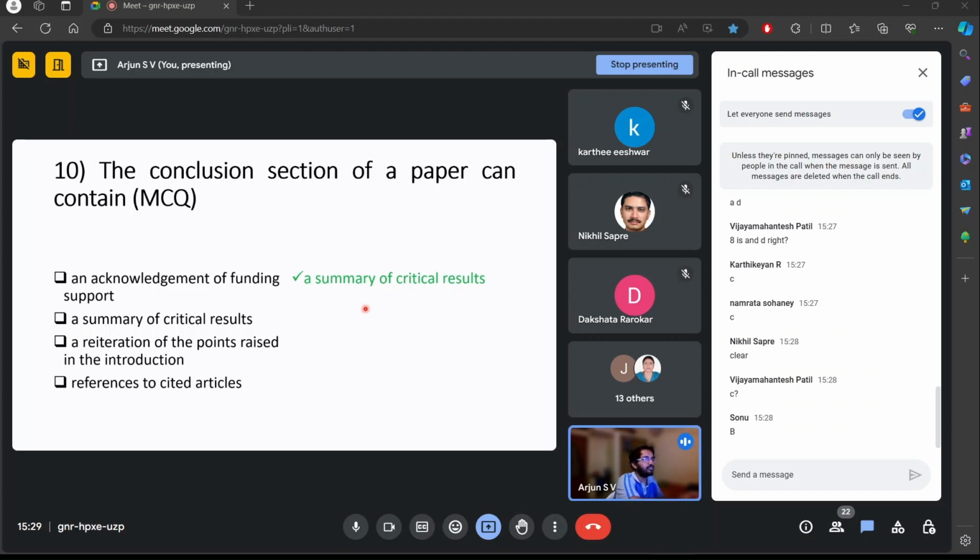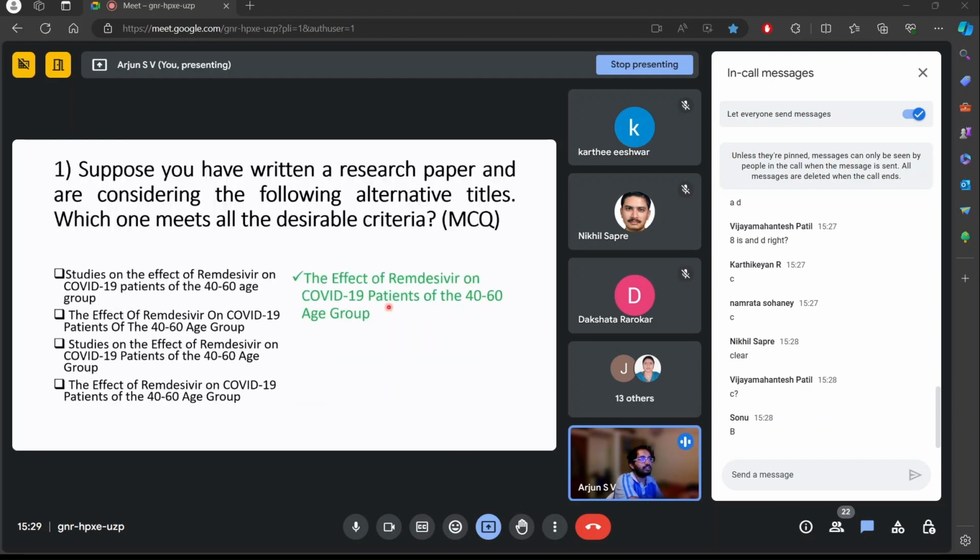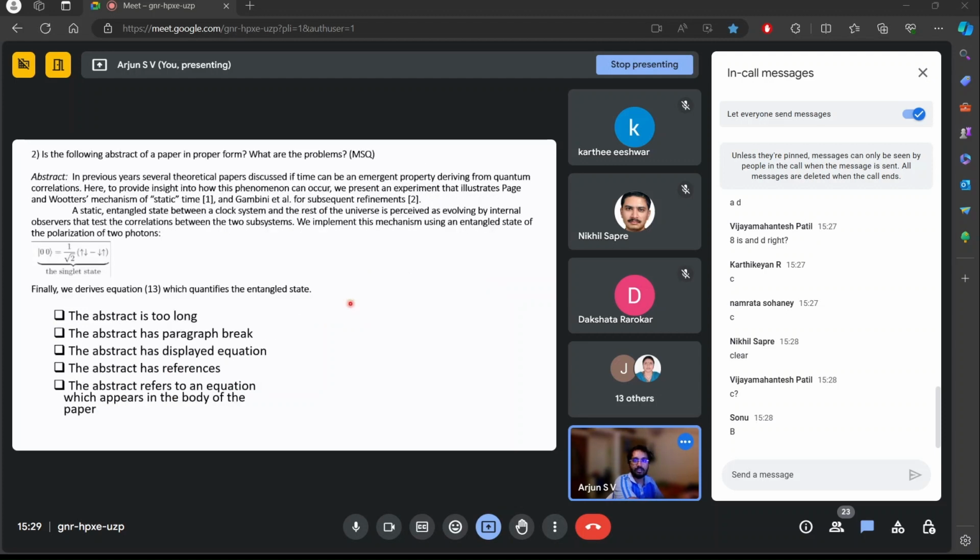So that's it. That's all, I guess. I'll go again through all the questions and reiterate the answers. Question one deals with the title of the articles. The correct option is D: the effect of remdesivir on COVID-19 patients of the 40 to 60 age group. A title should always have articles and prepositions in small letters, unless they have three or more letters, and it has proper nouns. So option D is correct.